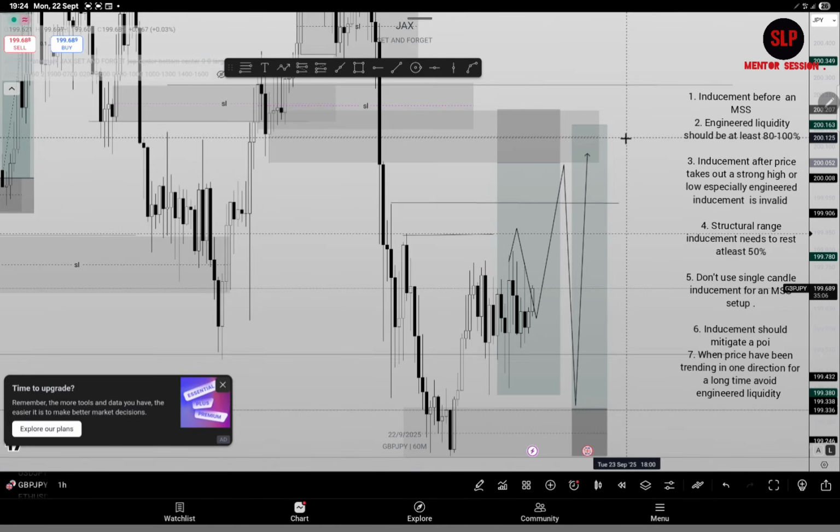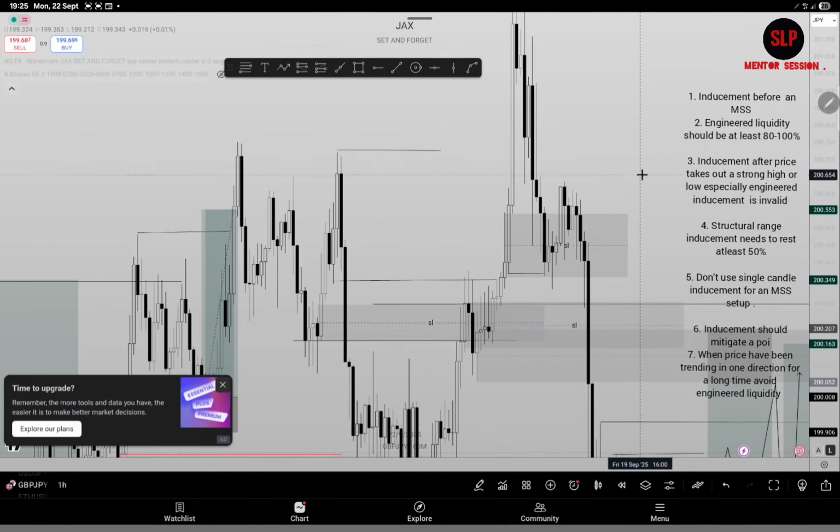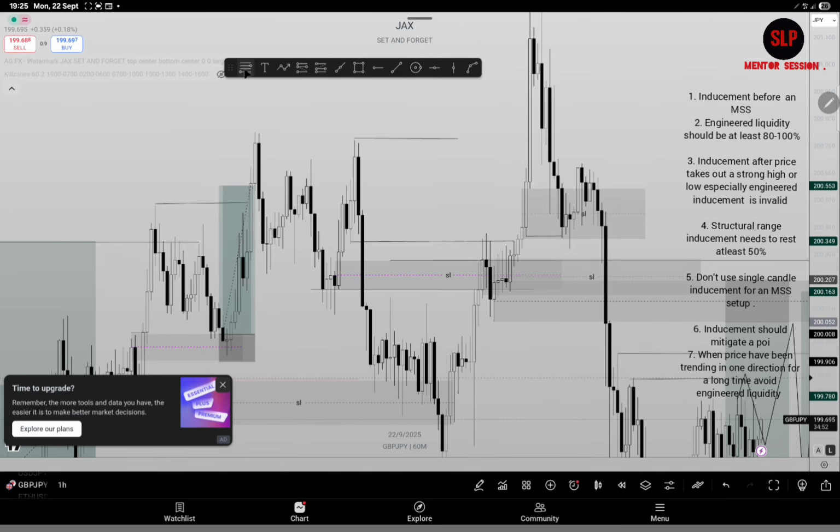Number two is engineered liquidity should be at least 70 to 80%, preferably a double top or a double bottom. I explained this stuff. Now let me show you this one here, right here. This is an engineered liquidity. Okay, I need to go to 30 minutes for you to see it.